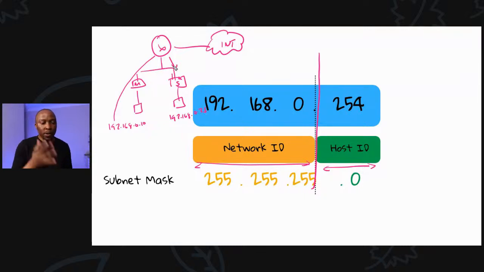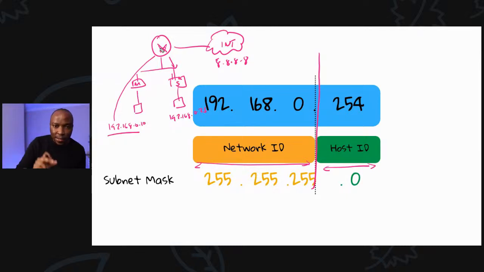However, when I'm trying to go to Google or YouTube, the IP address is probably going to be something like 8.8.8.8, which does not match this. So my gateway then realizes, oh, by the way, the IP address is not the same as this. And that means I have to send it to a different path. And then it looks in its routing table to work out if it has a path to that particular destination.